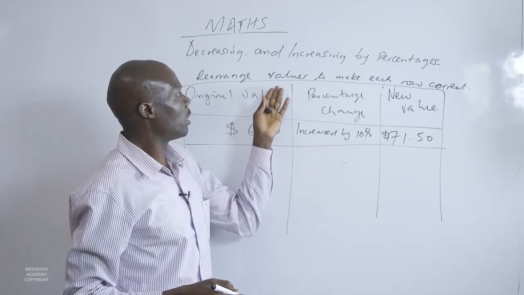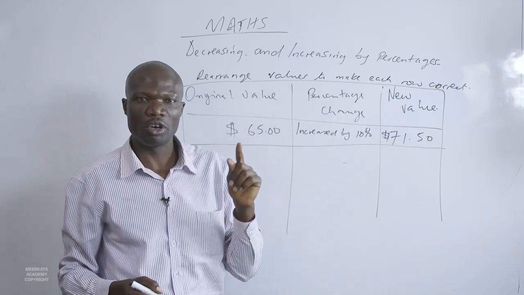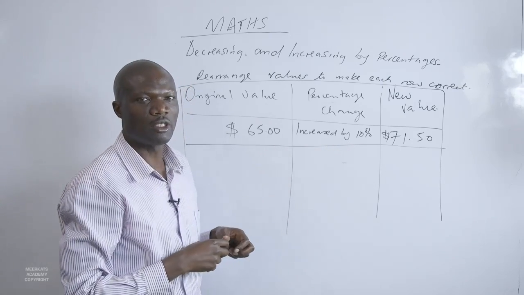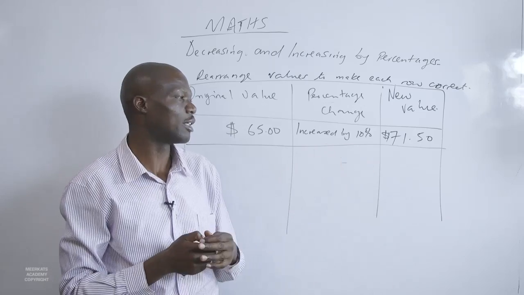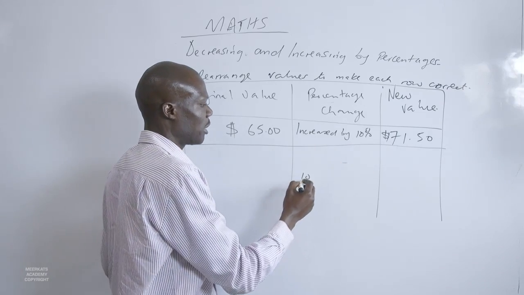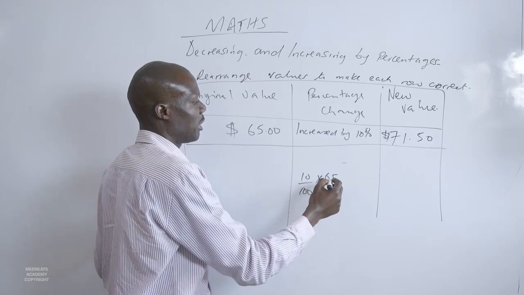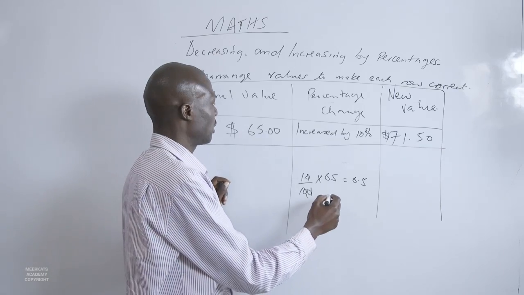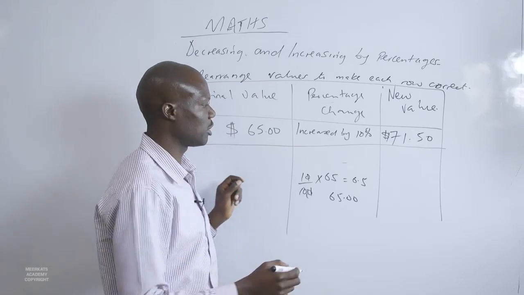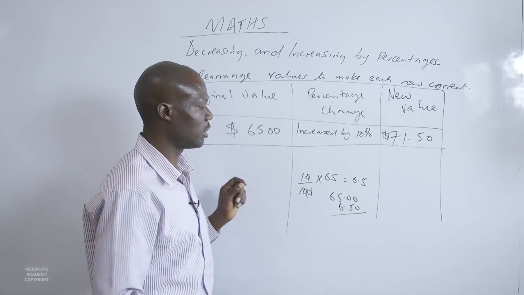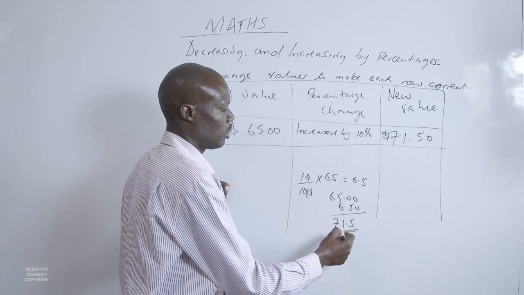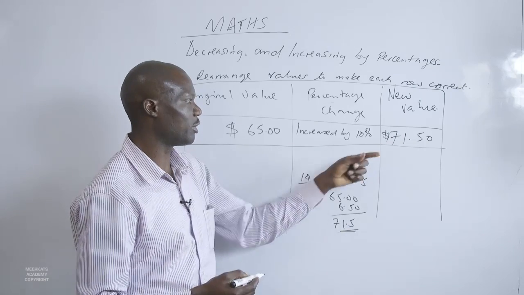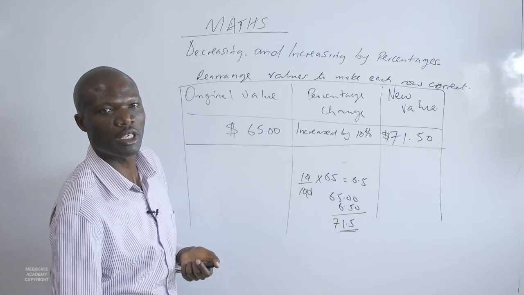So rearrange values to make each row correct. Now, this is just an example. Is it true that when you take 10% of 65 and then add them together, you will get 71.5? We have seen 10% is the same as 10 over 100 multiplied by 65. This will give us 6.5. And then you take 65.00, add 6.5. When you add this, you find it is $71.5. So it is true that the value here is equal to $71.5.